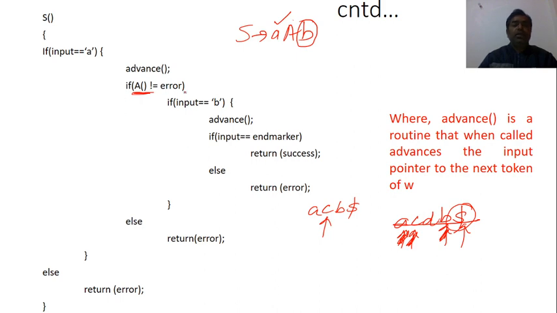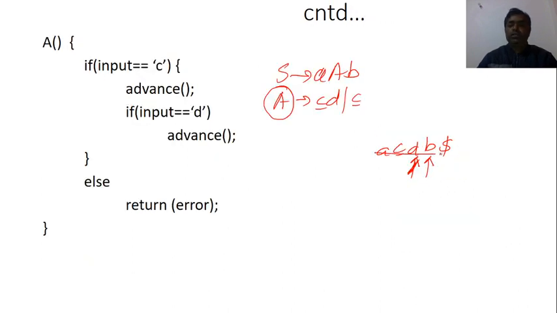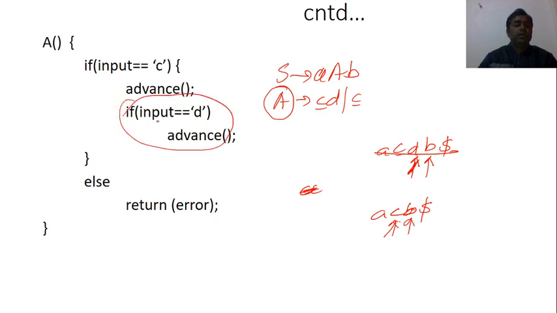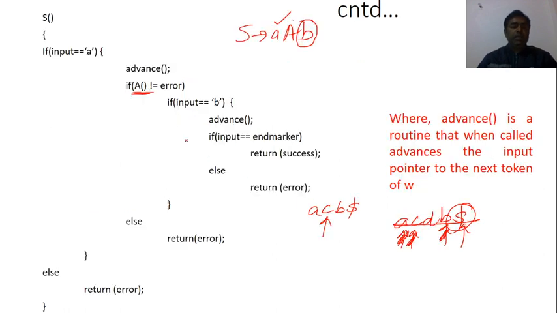If A not equal to, I am just calling here the A procedure. Go to A procedure. Now our string is ACB appended with dollar. If input equal to C, yes, C, then advance the pointer. And if input equal to D, because input is not equal to D, this if will not be executed. And we will get return success because I am not executing the else part. And we will go to A, this procedure.